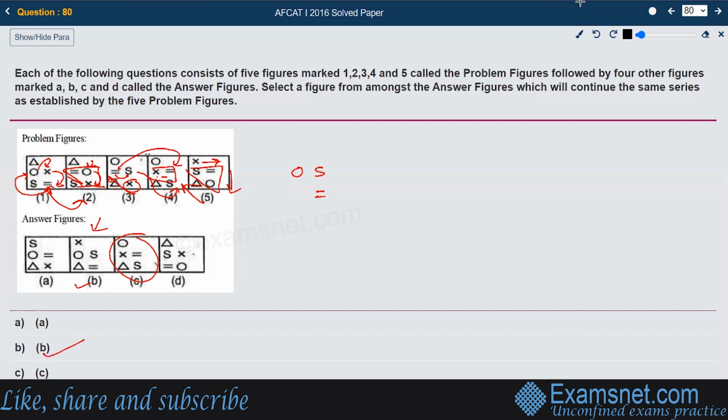That hollow dot, S and equal to being followed this way in the triangle, that's what is happening here. If you have a closer look, it is being followed. That is the right answer.